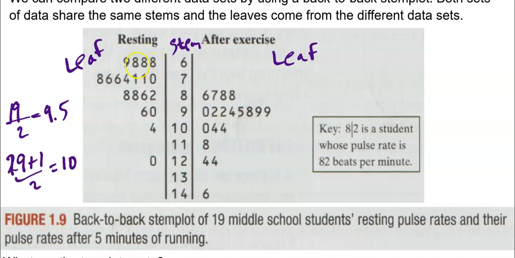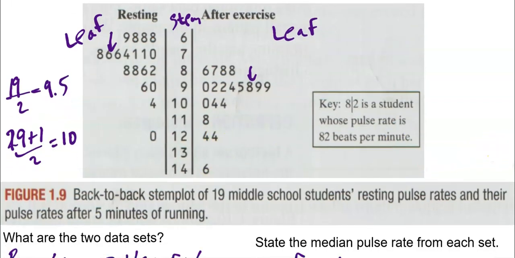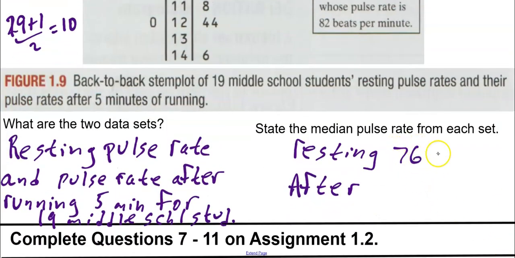So when I look, 1, 2, 3, 4, 5, 6, 7, 8, 9, 10. There is the resting median. Because if you count, you're going to have 9 on each side. So for the resting, the pulse rate is 76 beats per minute. And after running, we've got 98 beats per minute.